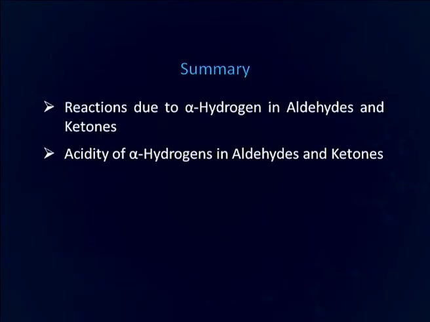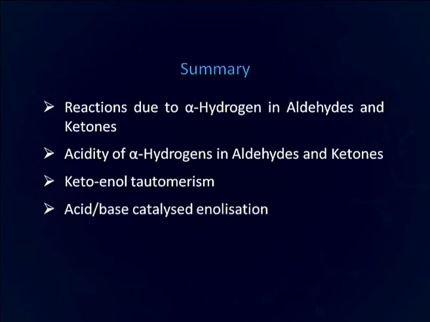Now, to summarize today's lecture, we have discussed a number of reactions which are possible in aldehydes because of the presence of alpha hydrogen. Alpha hydrogen means a hydrogen present at the carbon next to carbonyl group. We have discussed the acidity associated with alpha hydrogens. Then we have discussed keto-enol tautomerism in different carbonyl compounds. We have then discussed the acid and base catalyzed enolization, that is conversion of keto compound into enolic compound.